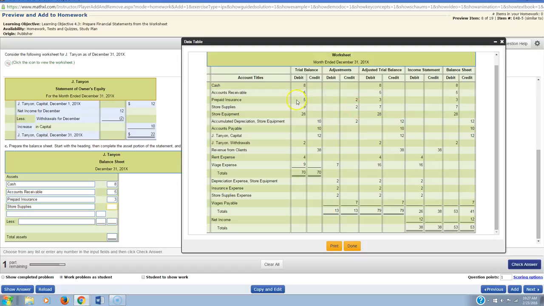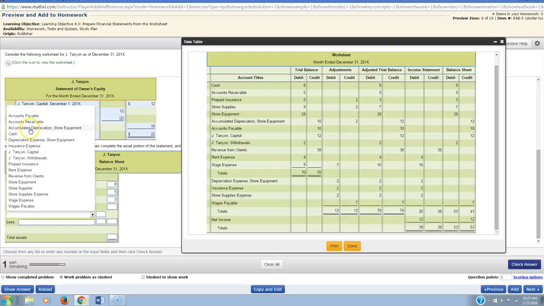Notice how it got reduced from the 9. Subtracted the 2 for the adjustment. The same thing with the prepaid insurance, that went down. And you know that the accumulated depreciation went up from 10 to 12. So that when we list this equipment out, which we're about to do, where is it?